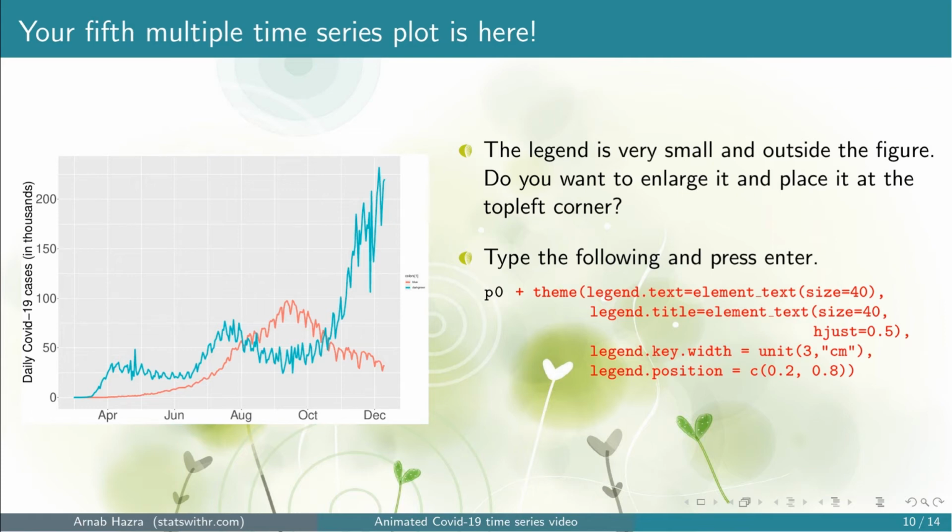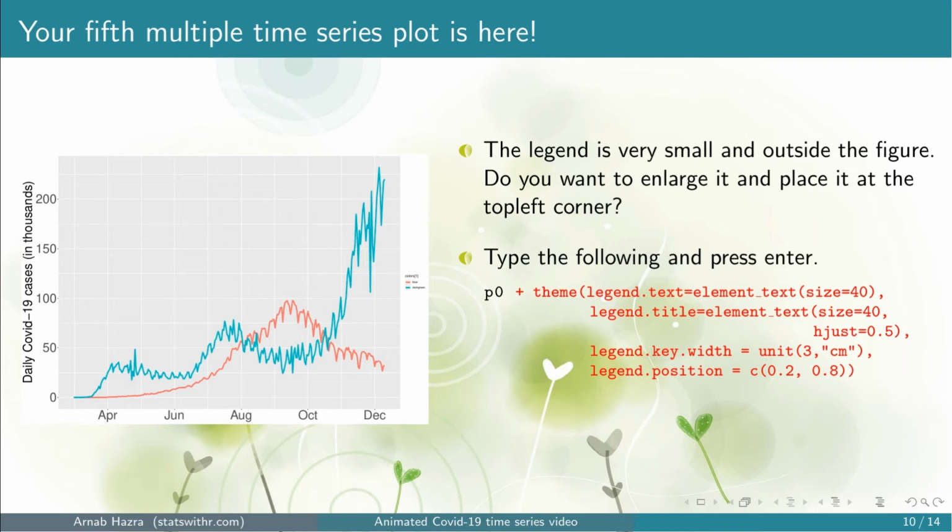Then legend.key.width equals to unit 3, centimeter within quotes. This increases the width of the legend keys. Then legend.position equals to 0.2, 0.8. This places the legend within figure near the top left corner. Here the first argument is small, that indicates we want the legend to be on the left side, and the second argument is large, that indicates we want the legend in the top side. So overall we get the top left corner.